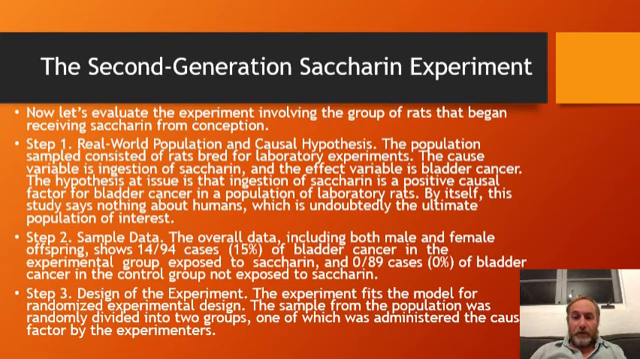Okay, step 1, what's the real world population and what's the causal hypothesis? The population sampled consisted of rats bred for laboratory experiments. Causal variable, ingestion of saccharin. Effect variable, bladder cancer, the same as the first generation experiment. The hypothesis at issue is that ingestion of saccharin is a positive causal factor for bladder cancer in a population of lab rats. Here is a good time maybe to note that the population sampled is not humans, but kind of supposed to be relevant to humans, and there's a little gap there.